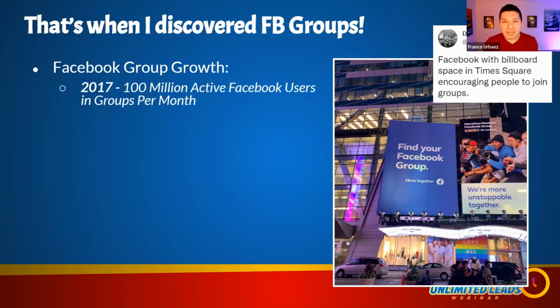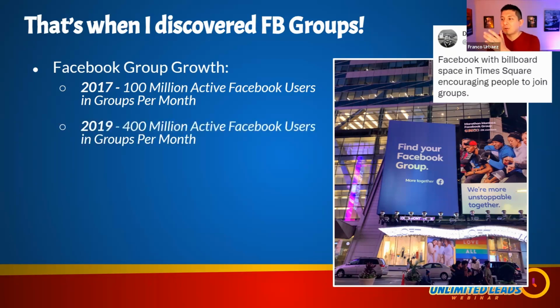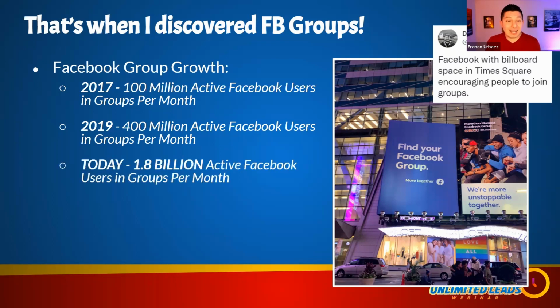Back in 2017, there were only 100 million what they consider active Facebook users in groups per month. 100 million people that were considered active, not that they joined a Facebook group, they were considered active. And in 2019, just 2 years later, that quadrupled, 400 million active Facebook users. And today, guys, it just keeps going up. There's 1.8 billion people that are active in Facebook groups right now every single month.